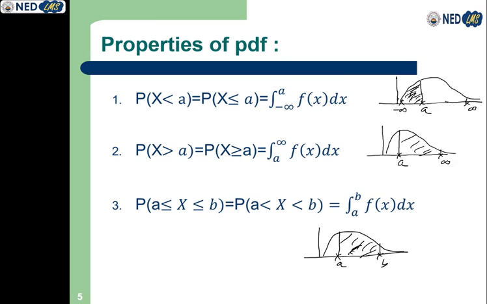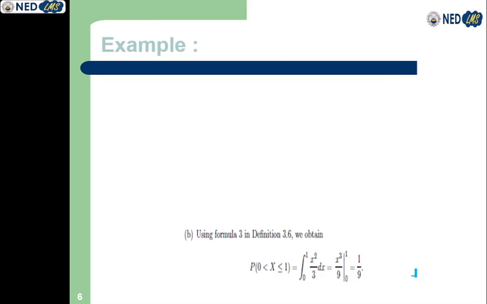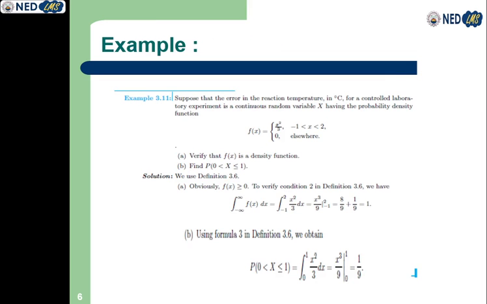So these are the properties of the PDF, student. By the help of these properties and this PDF function, we can find the probability density function. We are going to consider an example.